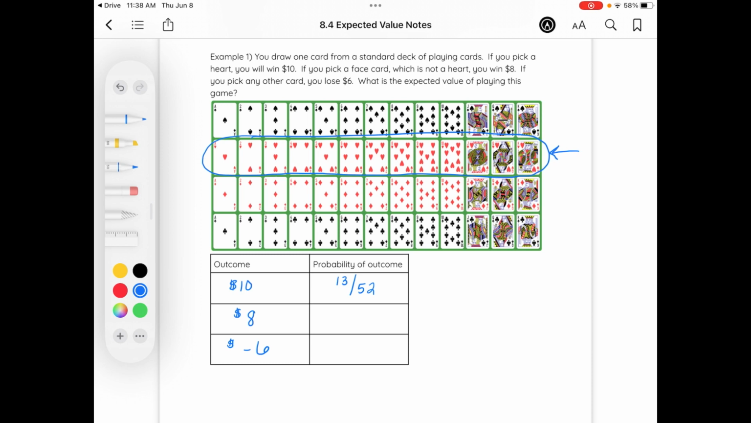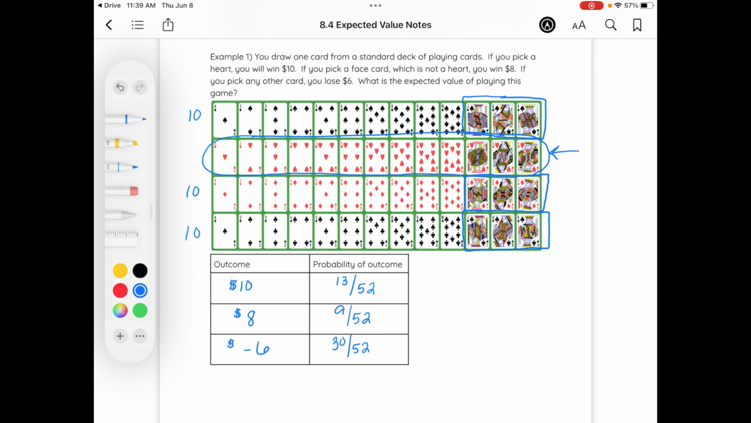Now we'll win $8 if we pick a face card that is not a heart. So our face cards that are not a heart are these 3. Here's 3 more, so 6. And 9 out of 52 are face cards that are not a heart. And then if we pick any other card that we haven't yet circled, so there's 10 here, 10 and 10, the 30, if we pick any of those other cards, we will lose $6.